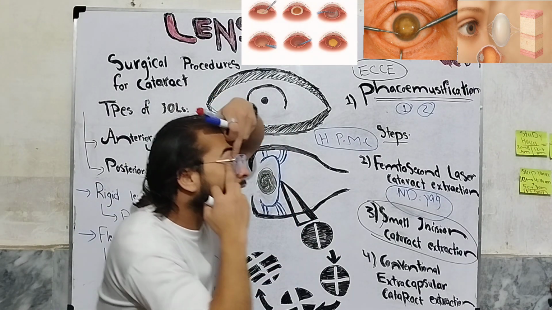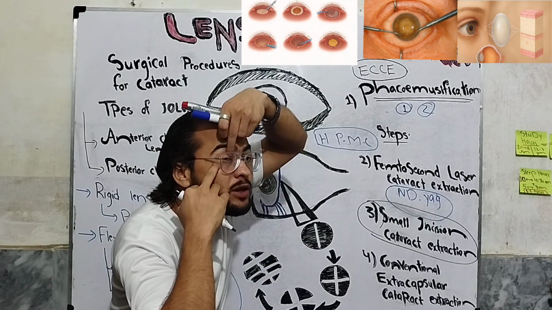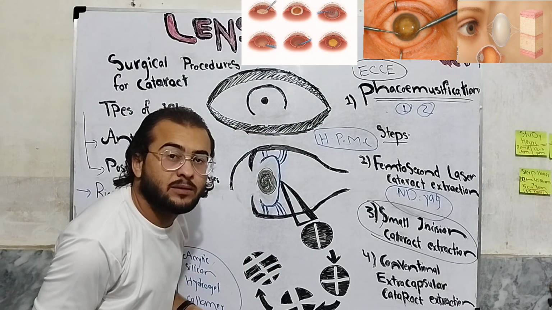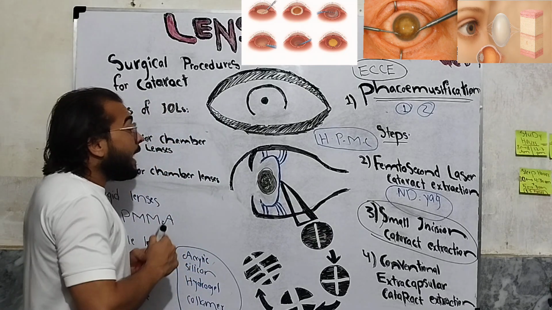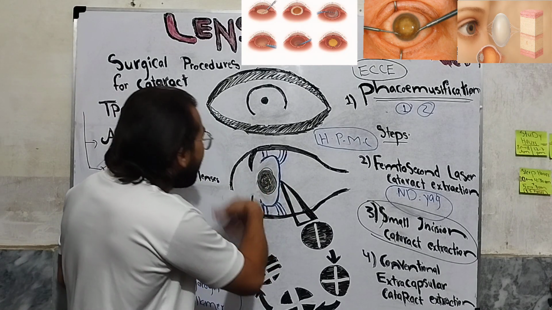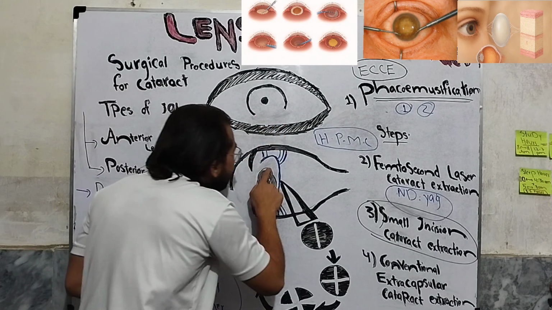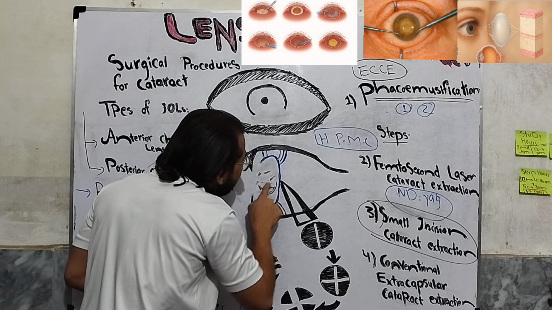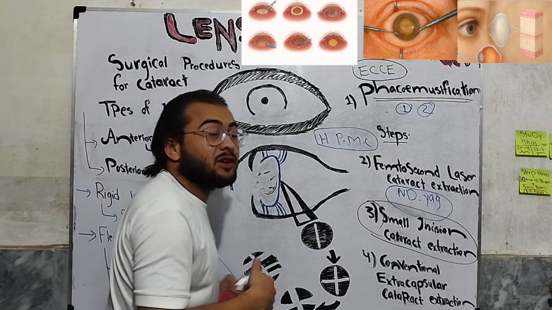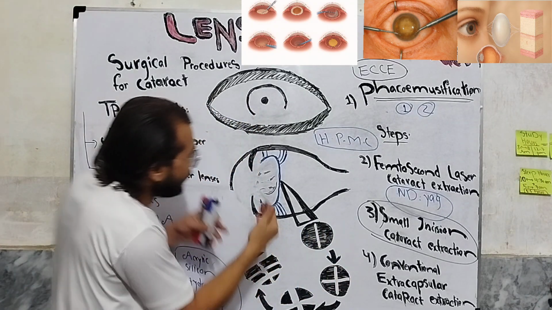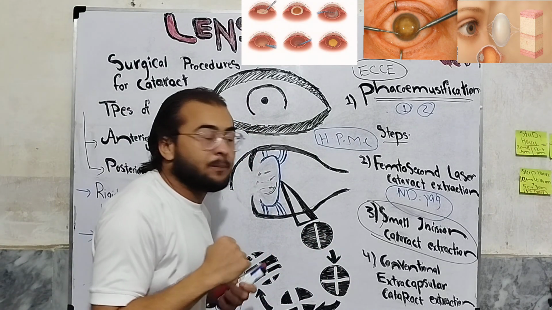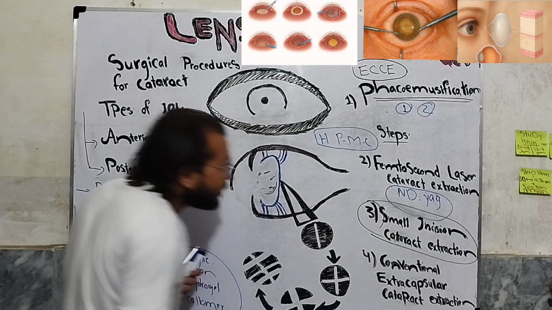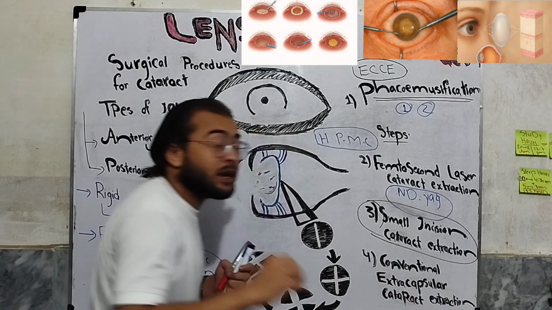We will apply pressure at the 12 o'clock and 6 o'clock positions, and we will deliver the entire lens nucleus. After that, any debris left will be aspirated with an aspiration irrigation cannula. So these are the steps in conventional extracapsular cataract extraction.